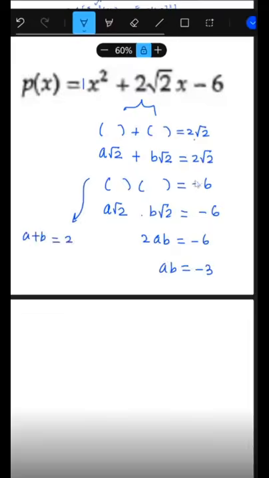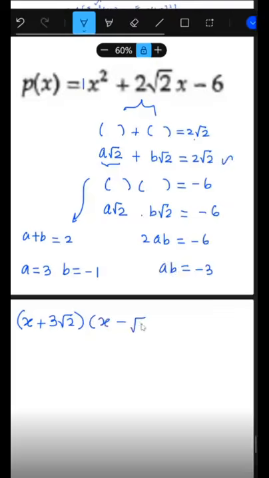That's because I've divided the whole of this equation by root 2 on both sides. So what can be those two numbers? The sum of which is 2 and the product of the numbers is minus 3. So clearly a is equal to 3 and b is equal to minus 1, which means we can now factorize and write the two terms as x plus a root 2, which is 3 root 2, times x minus 1 root 2. So these are the two factors of this polynomial.